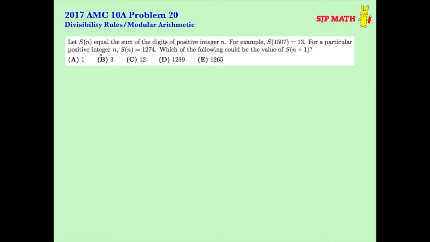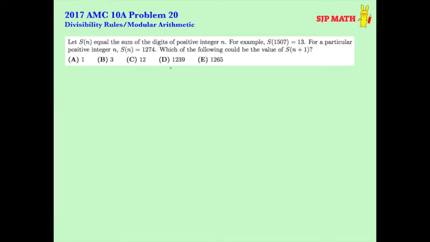Let S of n equal the sum of the digits of positive integer n. For example, S of 1507 would equal 13. Well, it's pretty straightforward why. And for a particular positive integer n, S of n is equal to 1274. So which of the following could be the value of S of n plus 1?